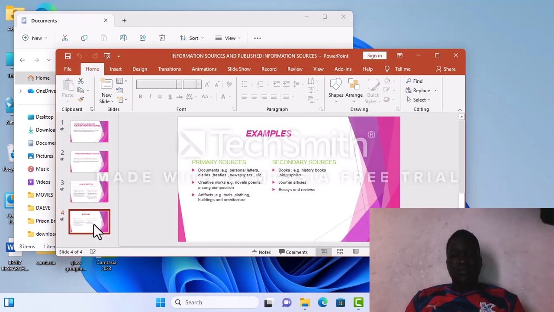And secondary sources, we have books. We have history books that talk about the past, and biographies, which talk about someone who is late, his journey on this earth. Then we have journal articles, and we will understand what journal articles mean. Then we have essays and reviews.